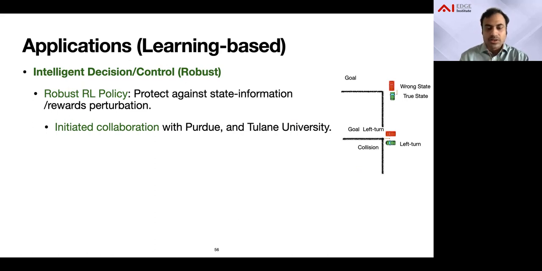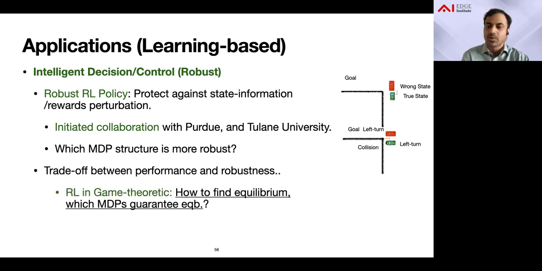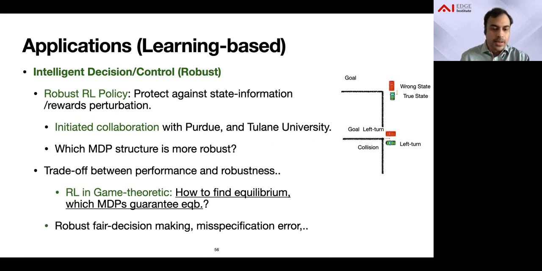You want to avoid it, you want to protect against it. And then we need to understand which MDP structure is more robust to this kind of attack. Probably we want to formulate some kind of game theoretic application. So suppose the adversary is trying to give you some kind of perturbation, what is the equilibrium there? How can we take action there?